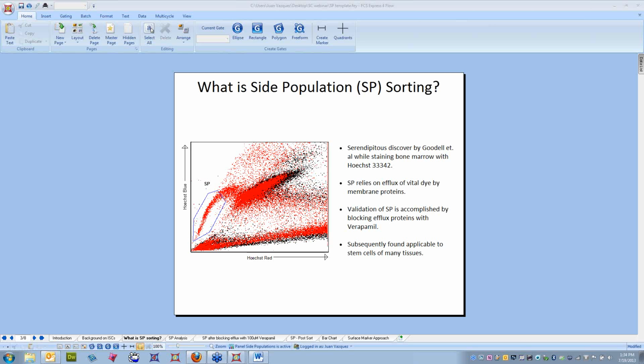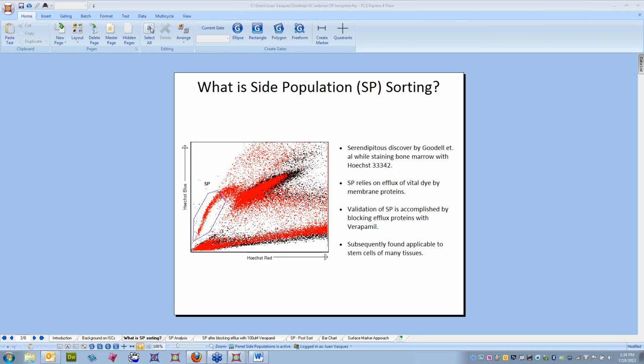And here on the left is a plot of what a side population looks like, with Hoechst blue on the y-axis and Hoechst red on the x-axis. The SP is gated here with the blue gate. It kind of looks like an apostrophe tail coming off of the population.